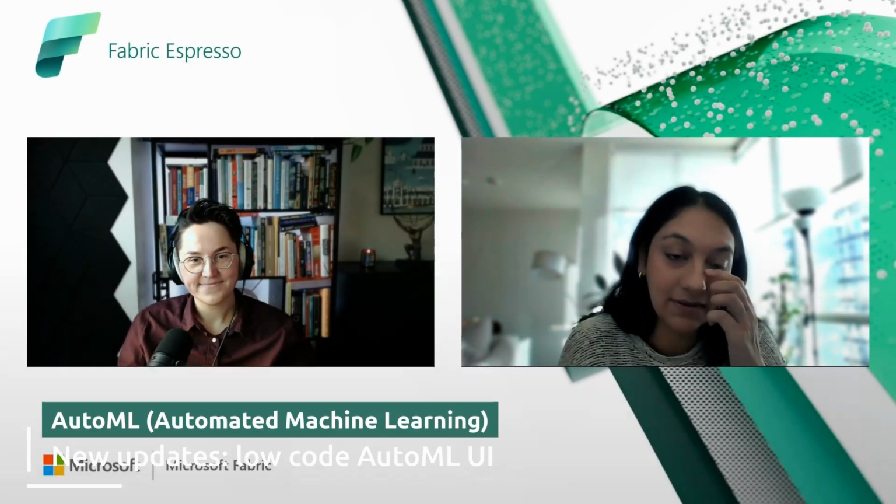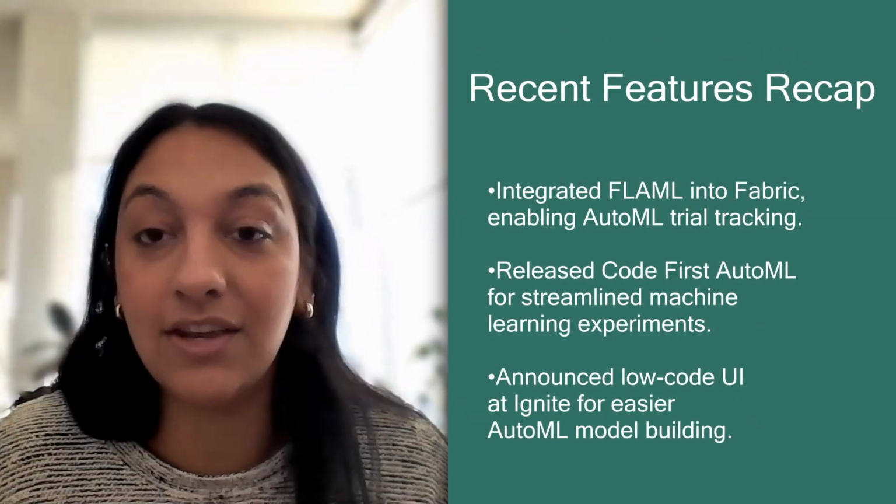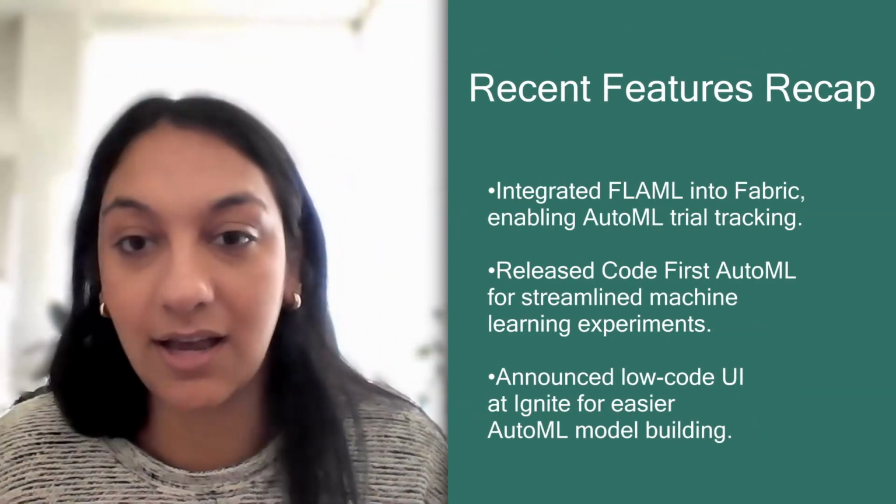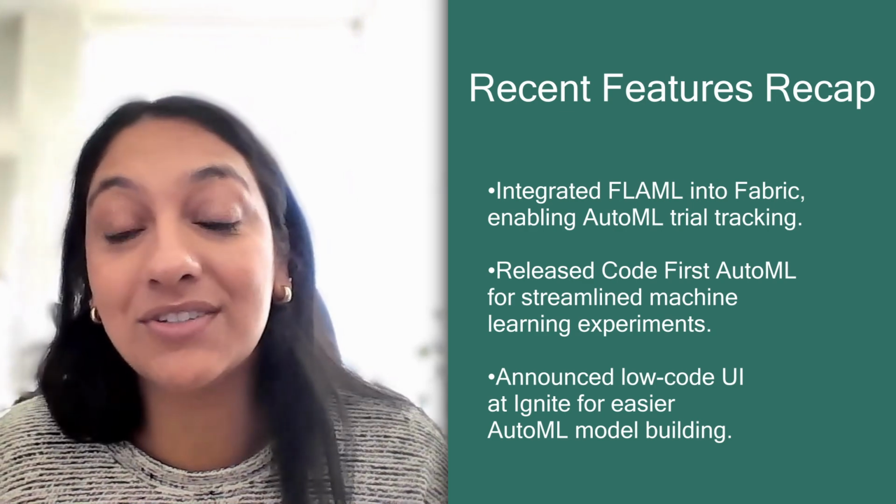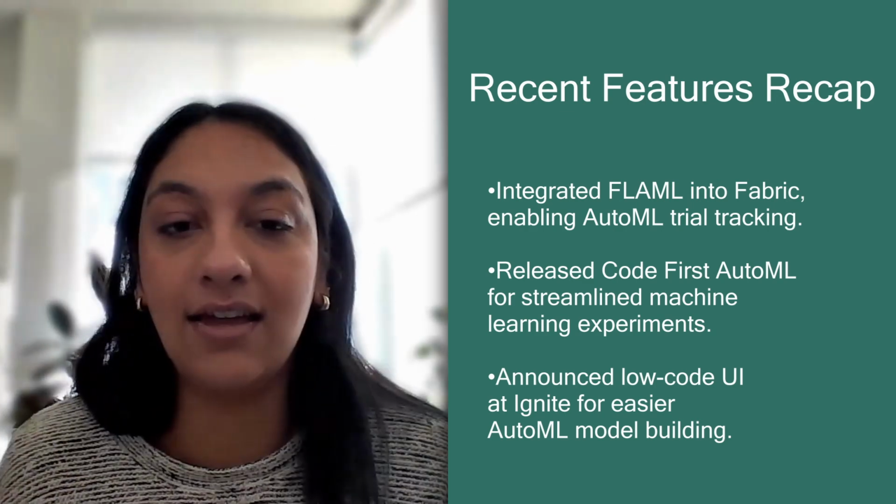Yeah, so a few months ago, we had released Code AutoML. And really, that was an integration that we had done with an open source library that came out of Microsoft Research a few years ago called FLAML. And what we did a few months ago was we deeply integrated it into the Fabric product. And so as you're creating different AutoML trials, all of your different iterations, all of your different trials would be tracked in your machine learning experiments and models.